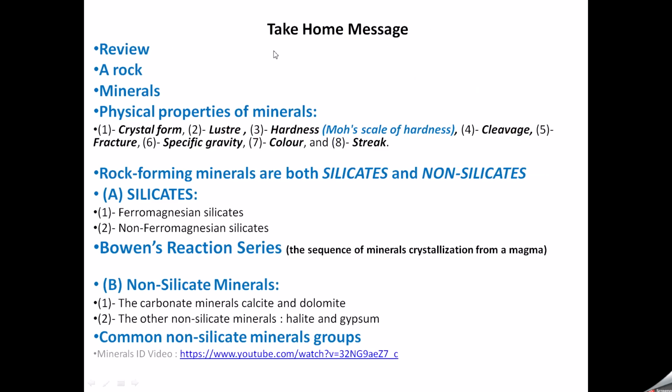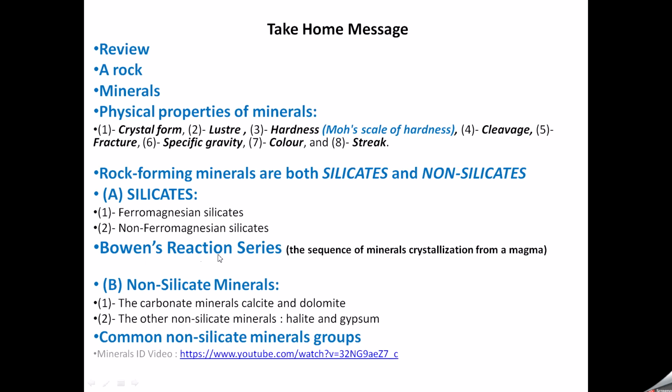And the take-home message: we did rocks, minerals, and physical properties of the minerals. Minerals have crystal forms, luster, hardness, which is the Mohs scale of hardness, cleavage, fracture, specific gravity, color, and streak. And when we talk about rock-forming minerals, we find them silicate and non-silicate. The silicates are made up of silicon and oxygen. The silicates are divided into two parts: ferromagnesian silicates that have iron and magnesium besides the silicate, and non-ferromagnesian silicates that have no iron and magnesium in their chemical composition, just straight silicates with other elements.